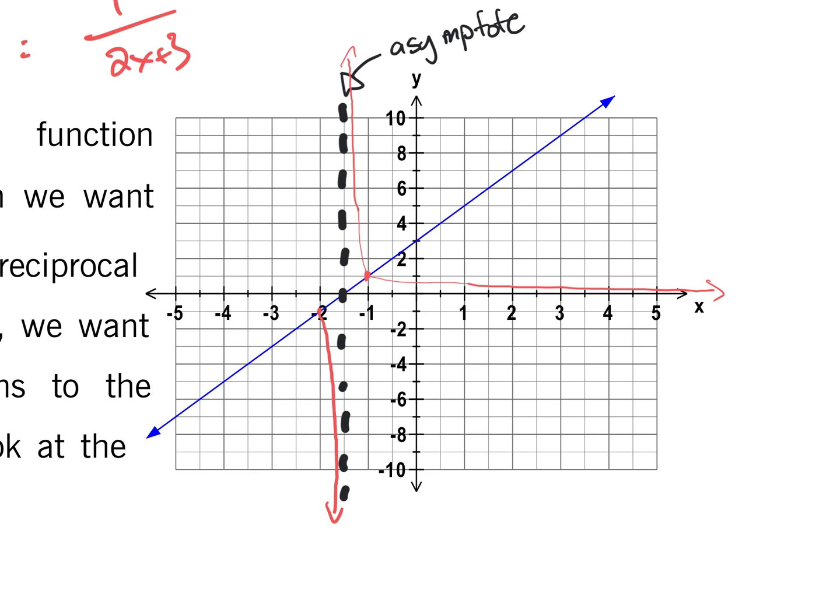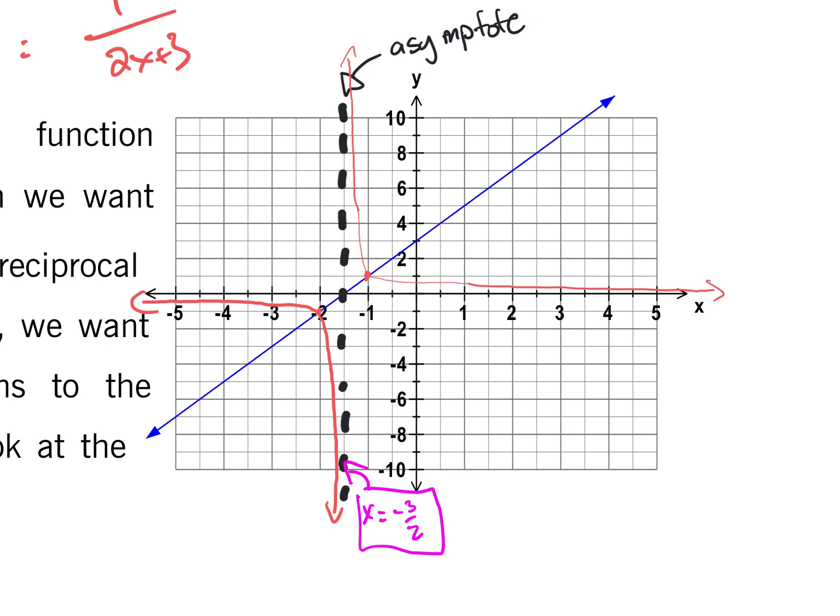And then it'll get closer and closer to the x-axis, but it'll never actually touch it. So the red graph that I drew in is the reciprocal of 2x plus 3. And the asymptote is at x equals minus 3 over 2. That's the equation of the asymptote. You should label the equation of the asymptote on your graph.